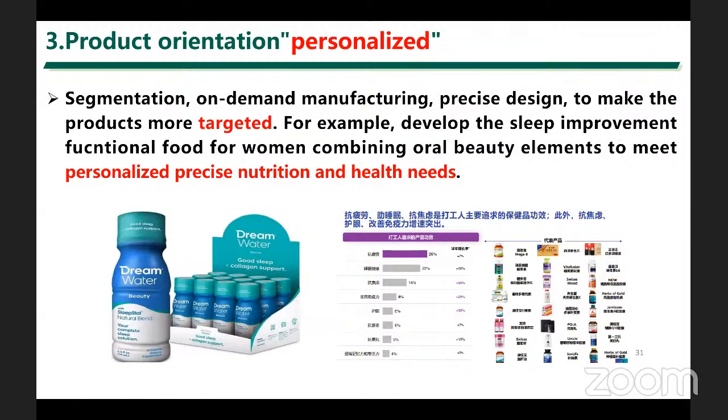Thirdly, the product orientation will be personalized. For example, in developing the sleep function food for women, we can combine the oral beauty elements to meet personalized, precise nutrition and health needs. It will make the products more targeted.